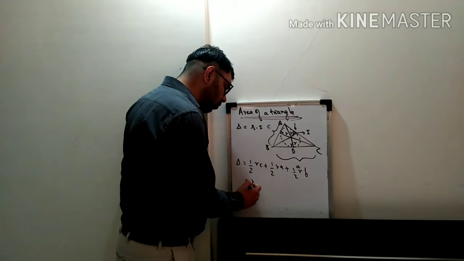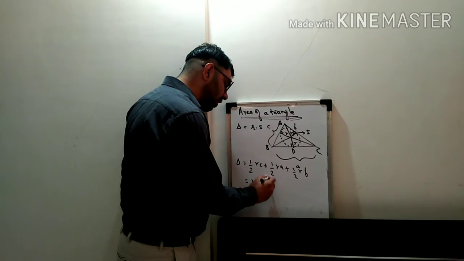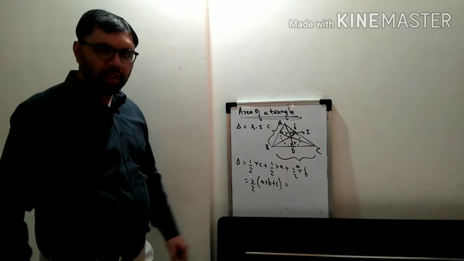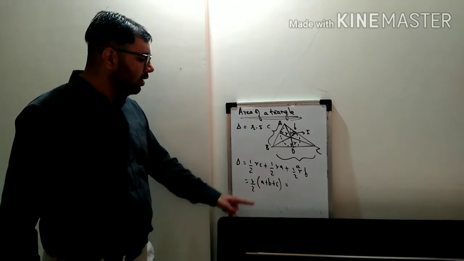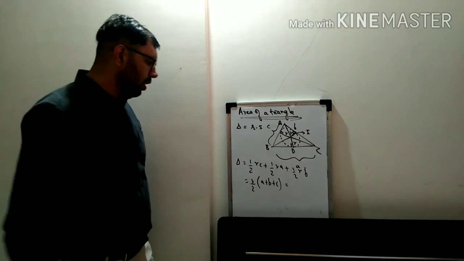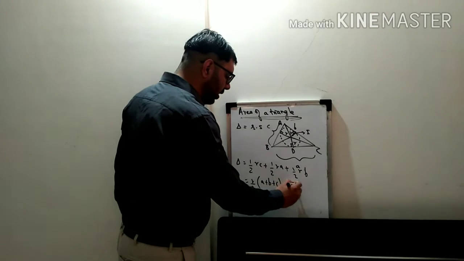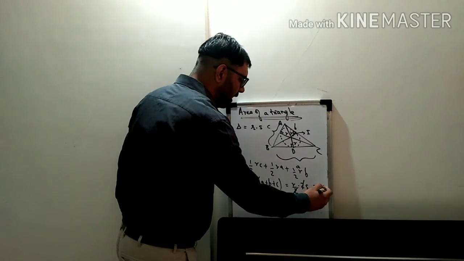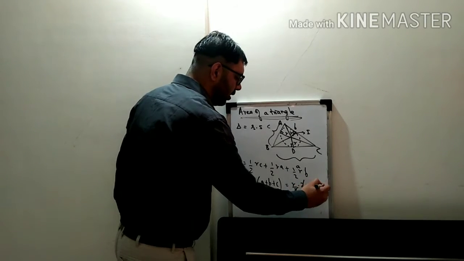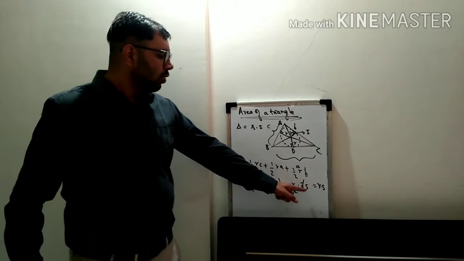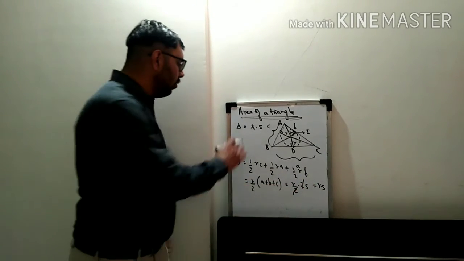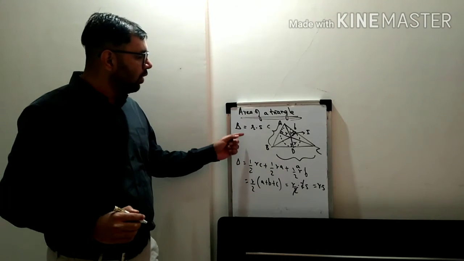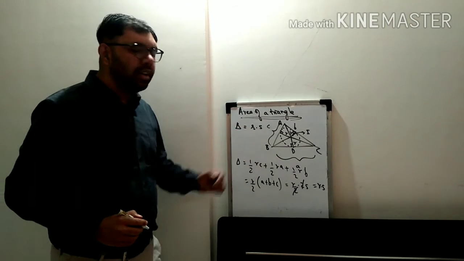Now if you take R by 2 common from these three terms, in brackets you will get A plus B plus C, which is nothing but perimeter. So I can write A plus B plus C as 2S because S is the semi-perimeter. So R by 2 into 2S, 2 will get cancelled and we will get the formula for area as R into S. So this is how you prove area for a triangle in terms of inradius and semi-perimeter.